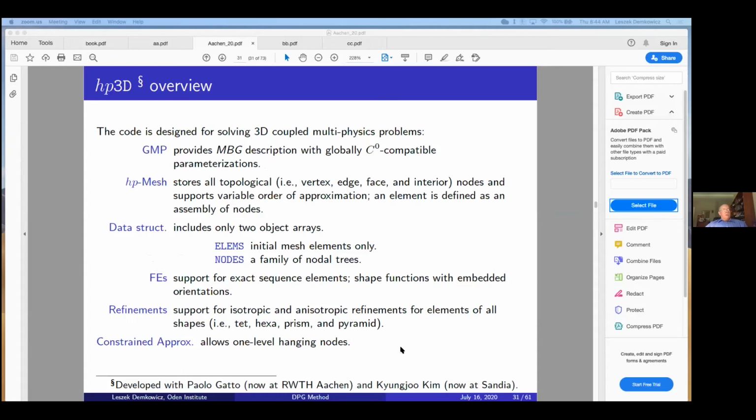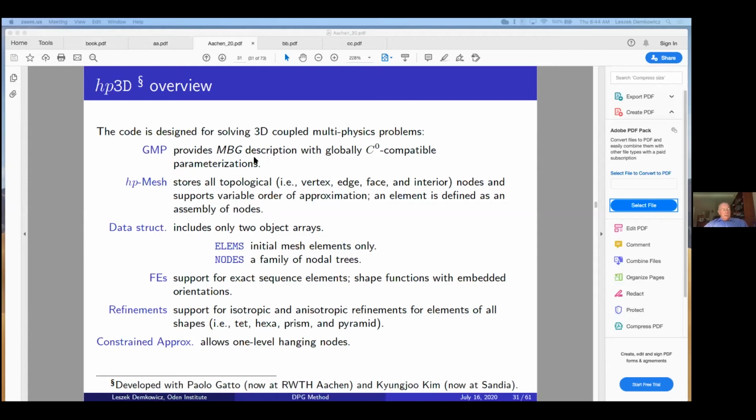It comes with its own geometrical modeler, which unfortunately is not splines, not NURBS. It uses techniques that were originally developed by Professor Szabo in his p codes. The Sandia people call it mesh-based geometry description, MBG description, mesh that provides the parameterizations for the whole geometry.